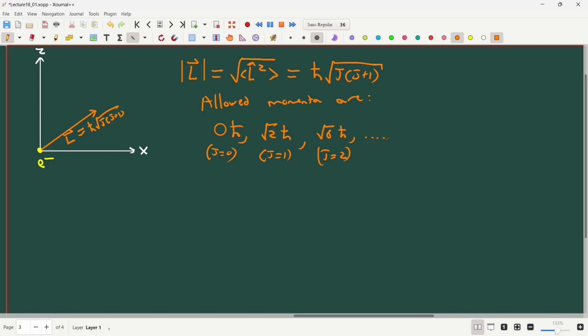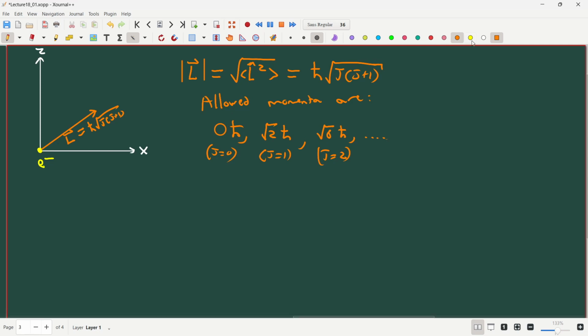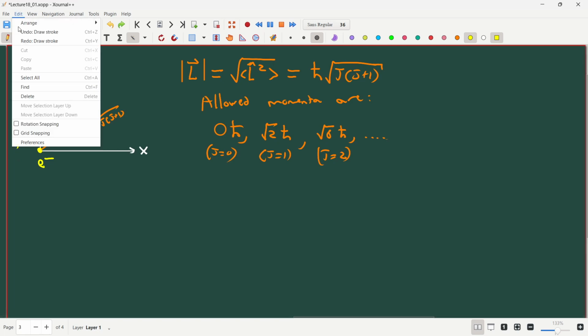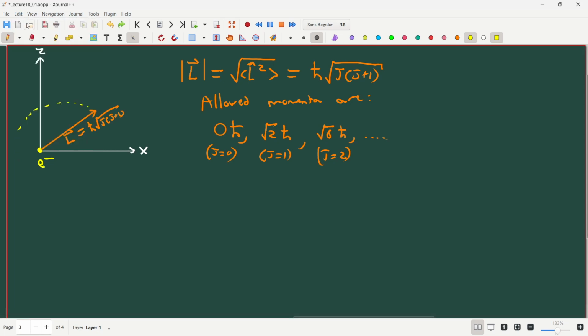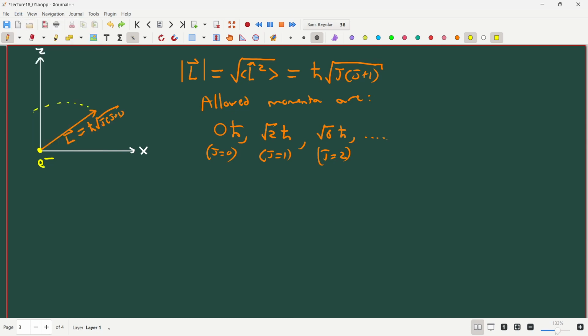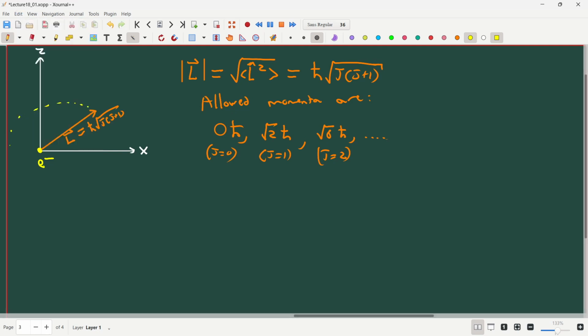Okay, so these are the allowed momenta, but the question is what's the direction? Because there are plenty of vectors that have this length that have any direction. I can choose any vector along this circle. Let me make this actually a circle. I'm trying to undo this. Oh boy, it's making me do this. All right, so I'm just going to wing this.